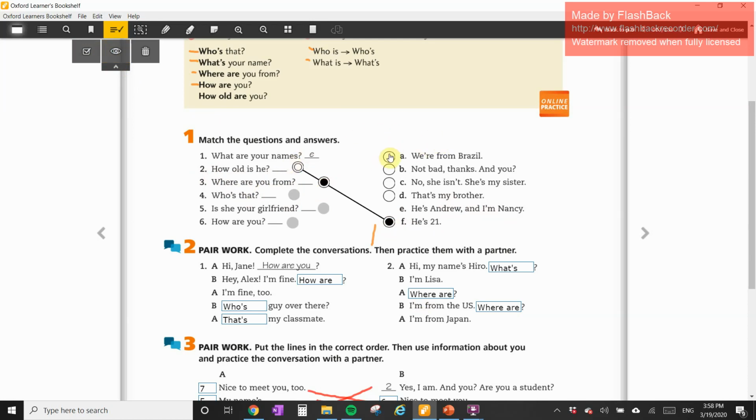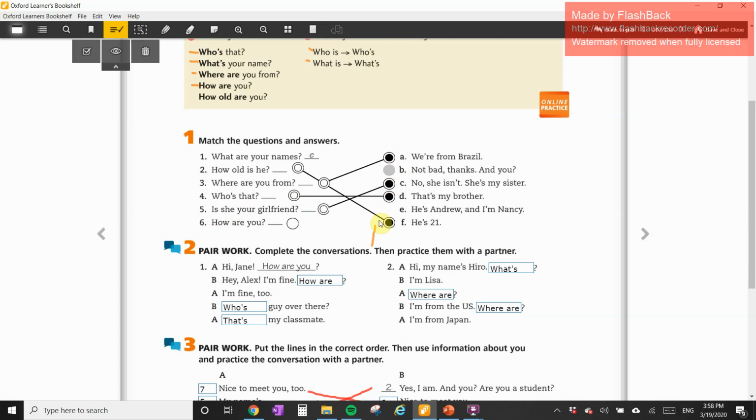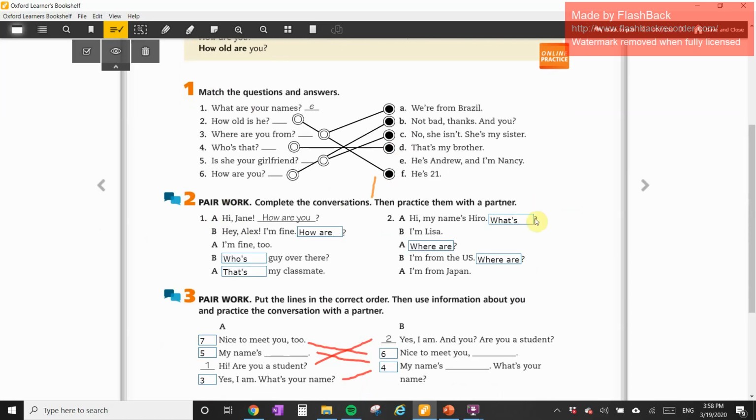So talking about two people, sometimes we can say we are from Brazil. Who's that? So who's that person? Who's that? That's my brother. Is she your girlfriend? Is she your girlfriend? Yes or no? Yes or no, you're going to say, is she your girlfriend? I'm going to say, no, she isn't. She's my sister. How are you? Famous question. How are you? We can answer with, not bad, thanks, and you.